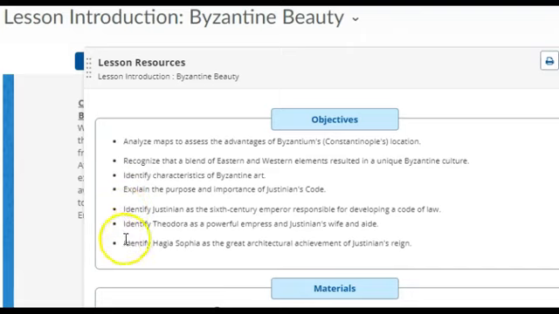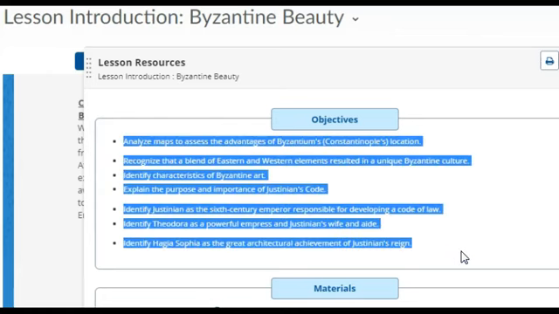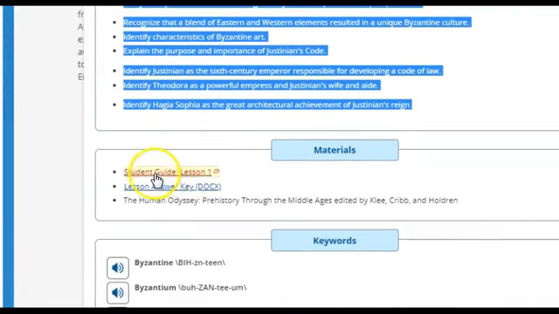Identify Justinian as the 6th century emperor responsible for developing a code of law. Identify Theodora as a powerful empress and Justinian's wife and aide. And identify Hagia Sophia as the great architectural achievement of Justinian's reign. So we have a lot of objectives in this lesson. Make sure you've printed that note guide out. These are listed there, and under each one, when we get to that part in the reading, make sure you're taking note.